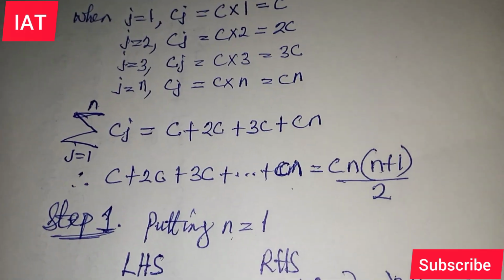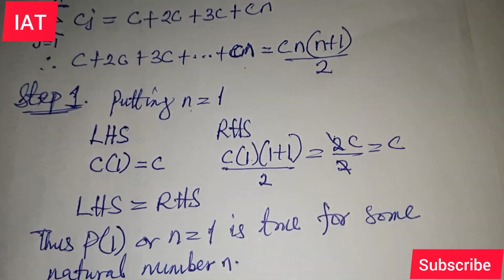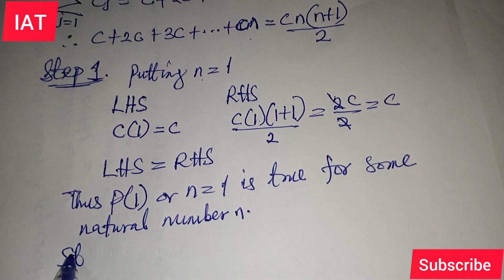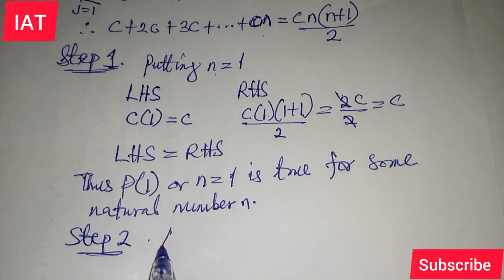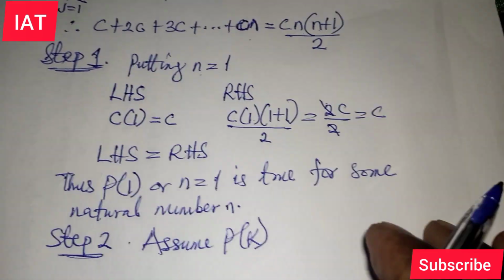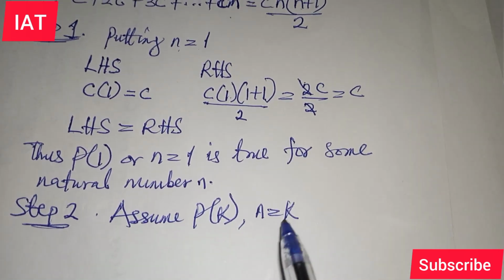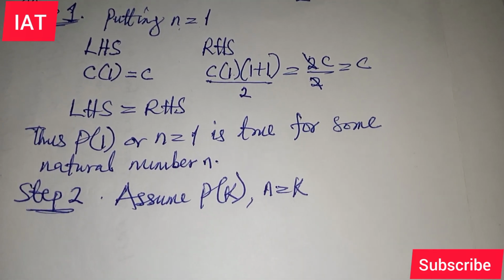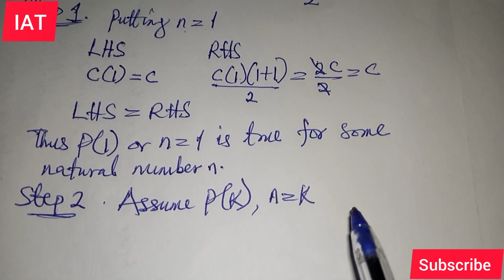Looking at this expression carefully, it means that you will need to follow up the second step. And what do we need to do at the second step is to make some sort of assumption. So we have step 2. In the case of step 2, we always assume p of k. I usually use n equal to k. That's the method I always use, but it is the same thing as this p of k formation. So we want to assume that p of k, or n equal to k, is true for some natural number.